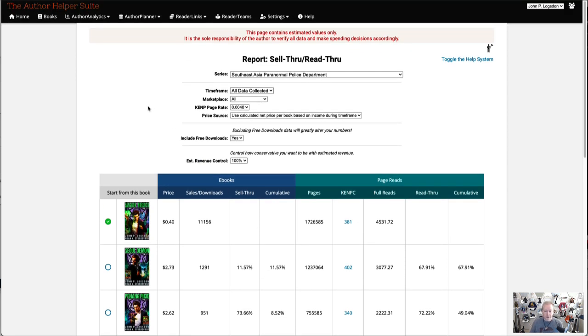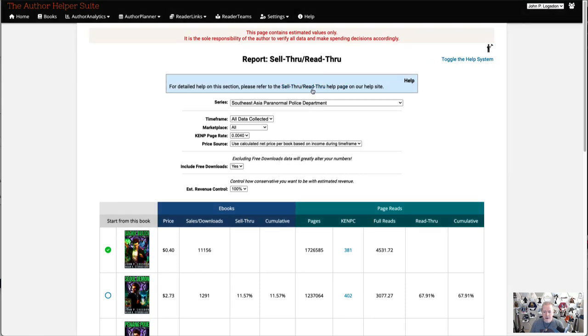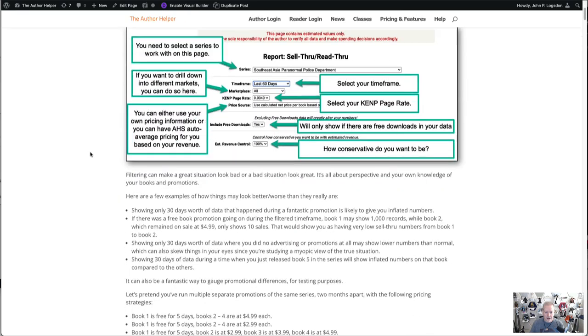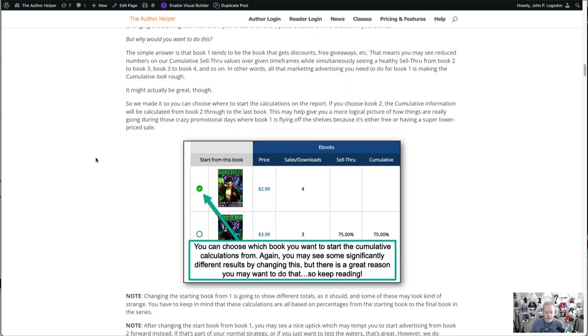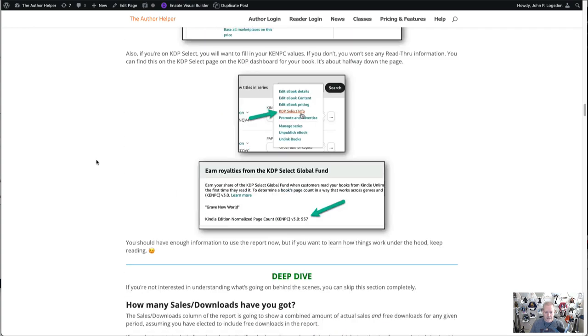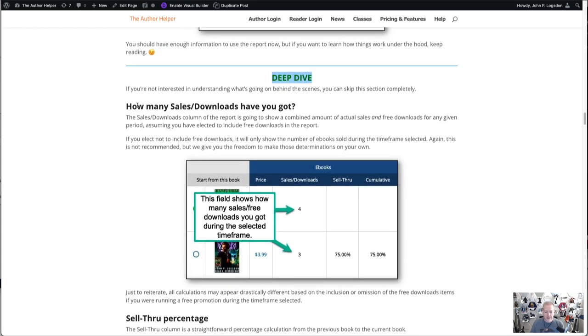And please do check out the help file for additional information. You can actually find that very simply. If you click on Toggle Help System, you will see it right here at the top. And all you've got to do is click on that. It will take you directly to the help page for it, which I'll just go ahead and click on real quick. It'll take you to the help page, and it will go over everything for you in what I just covered. And also, if you decide to, right down here, it's going to go into the section that says Deep Dive, and that's going to tell you how things are calculated and so on, so you can follow along with that. So best of luck using the Sell-Thru Read-Thru report.